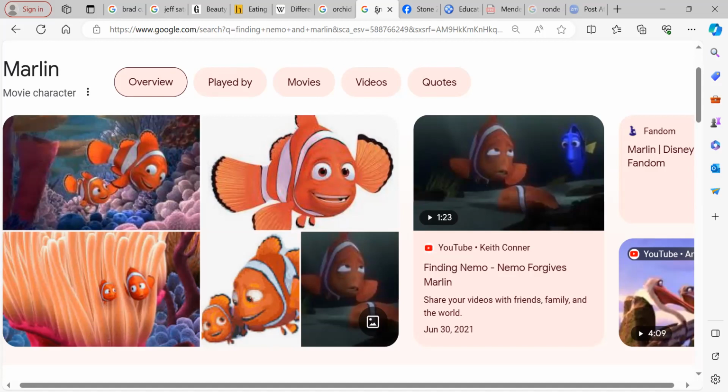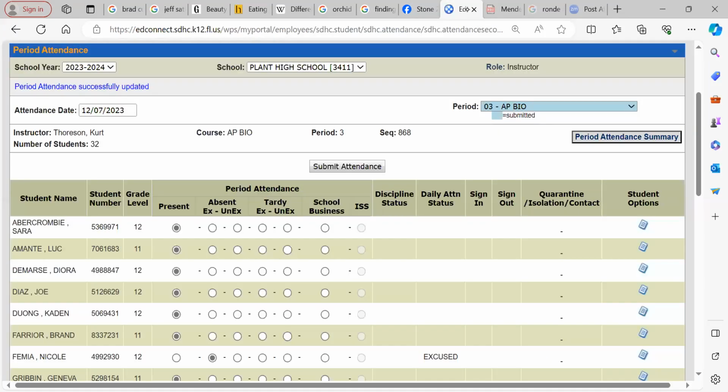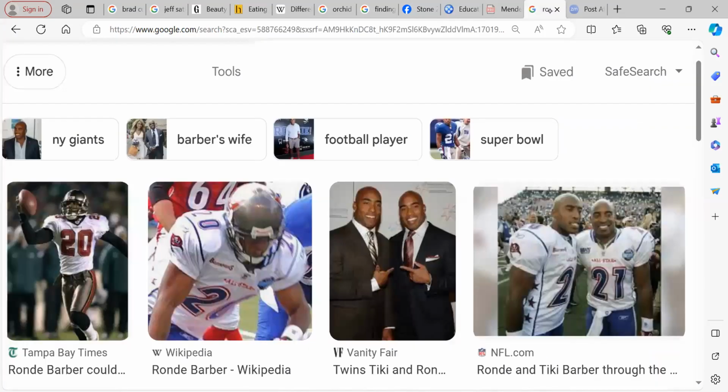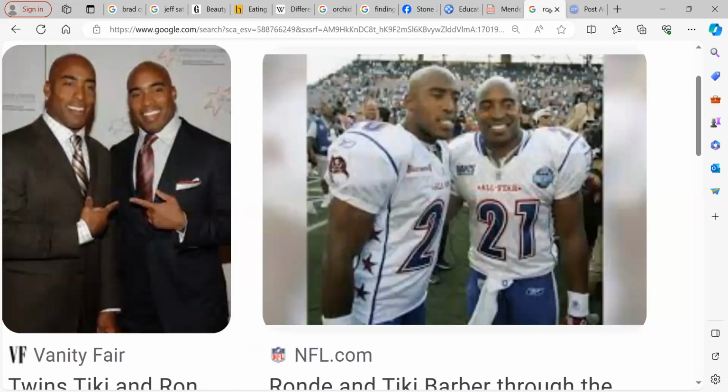Here's another one. Simba and Nala were half siblings. Mufasa's their father. Didn't know if you knew that. All right. See if there's any others I have here. Here's one. Back to humans real quick. Ronde and Tiki Barber. One was a Buccaneer, one was a Giant.